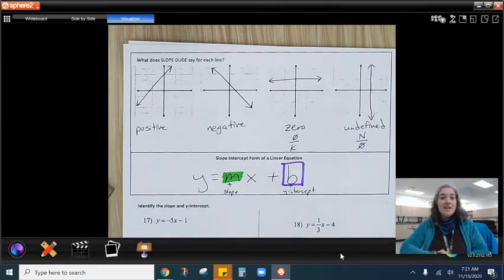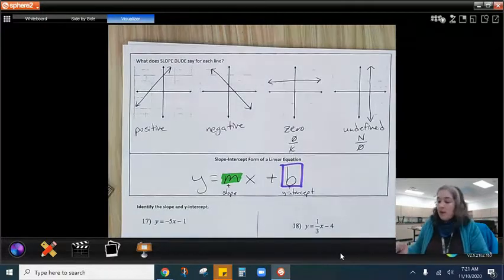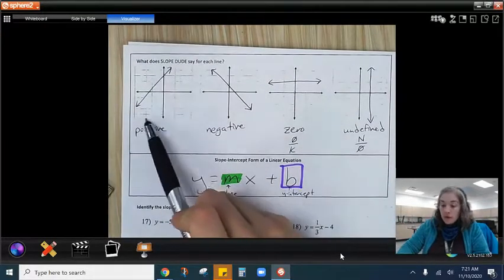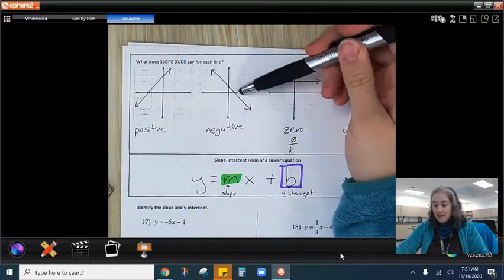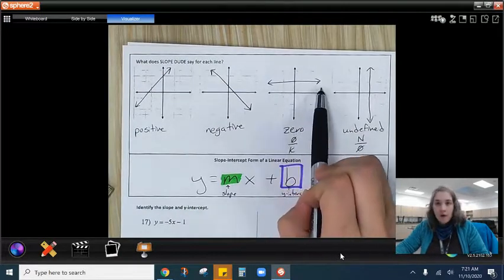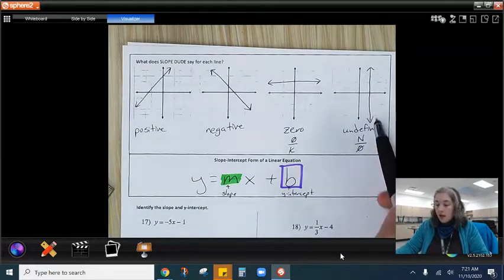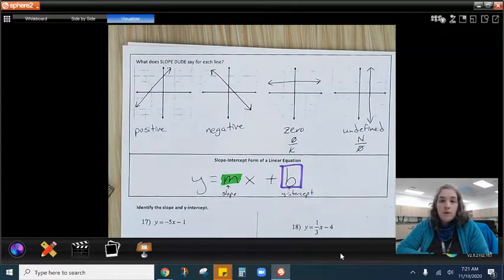All right, today is day 2 of lesson 3.5, which is graphing linear equations in slope-intercept form. So we looked at slope, we know about slope. Now, how do we use slope to graph? I want to remind us about slope types: we've got the positive line, the negative, the zero, and then the undefined. So I want to remind you of that.